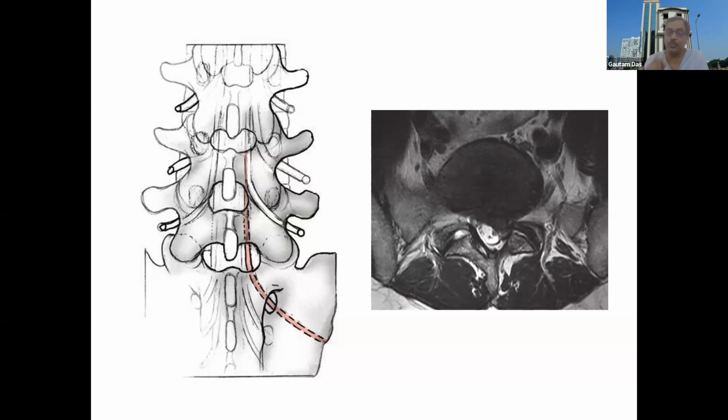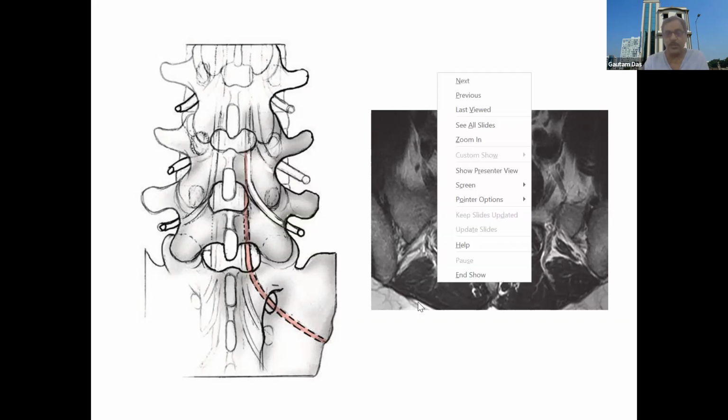Left-sided pain going down up to the little toe, lateral malleolus, lateral part of the foot, and lower back pain, because there is some effusion on the right side facet joint. Very good. Okay, now let us go to the next one.